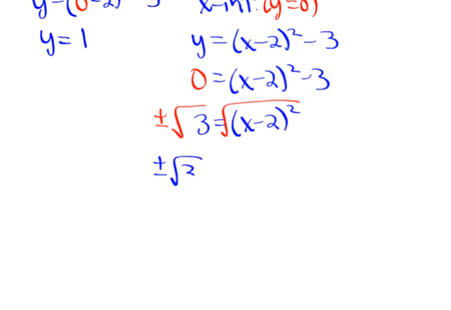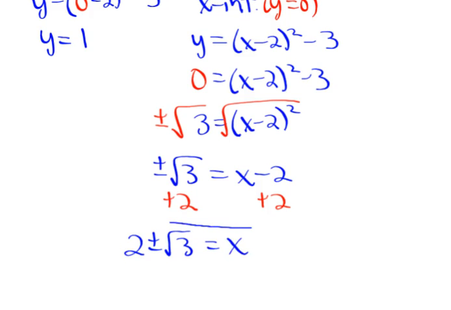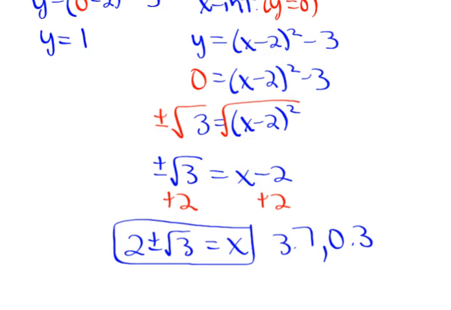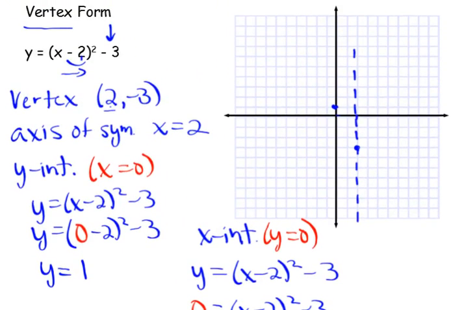So plus or minus the square root of 3 is equal to x minus 2. Then we can add 2 to both sides. And 2 plus or minus the square root of 3 is equal to x. If we want to know those as decimals, we plug it into our calculator. 2 plus the square root of 3 is about 3.7. 2 minus the square root of 3 is about 0.3. So those are the two places on the graph that it hits the x-axis. 3.7 is going to be somewhere in here. 0.3 is going to be somewhere in there.